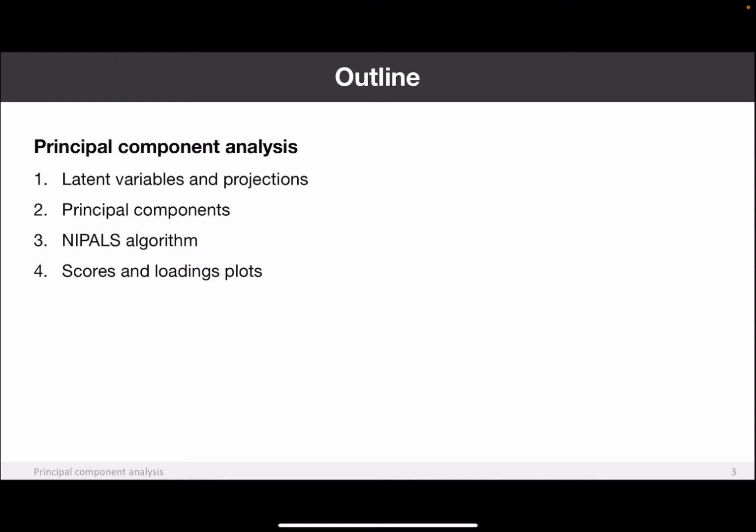So that's the plan. First of all, we will start from some general things, define latent variables and projections, then talk about what principal components are, how principal component analysis works. We will discuss also one of the algorithms that is used to find principal components. And then finally, talk a little bit about how to interpret PCA results. So let's talk about latent variables and projections.